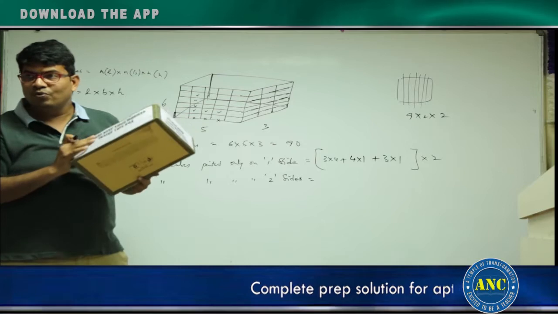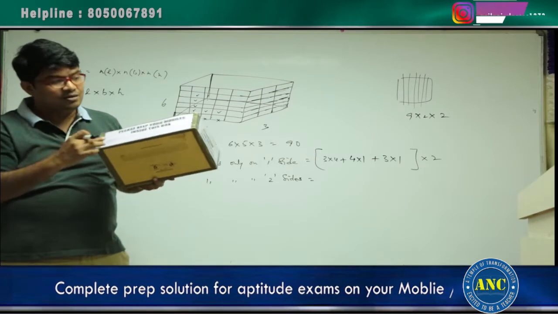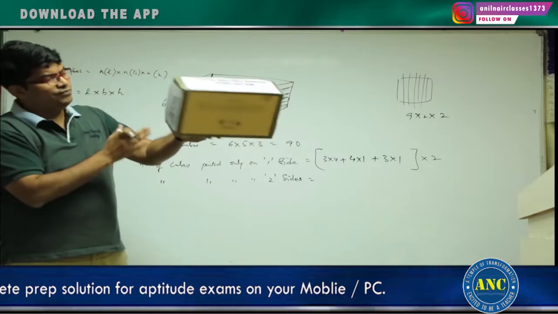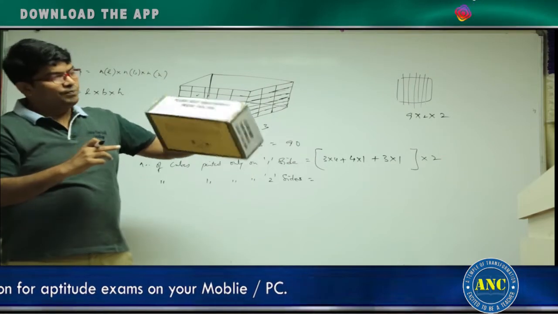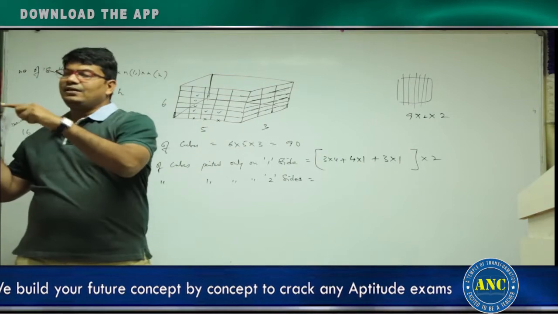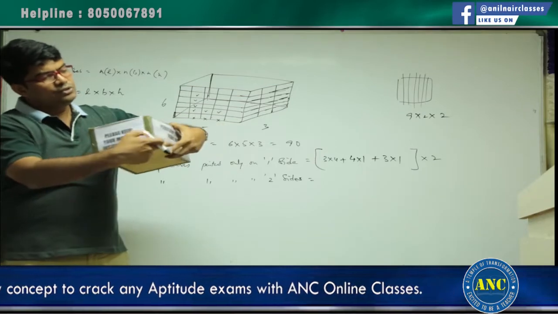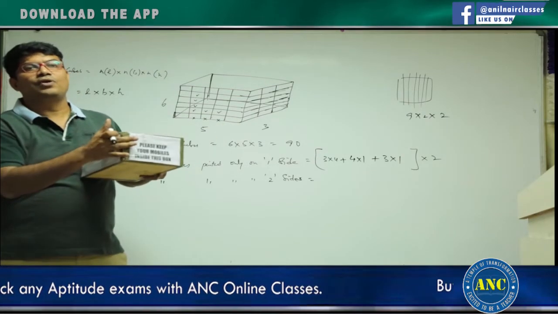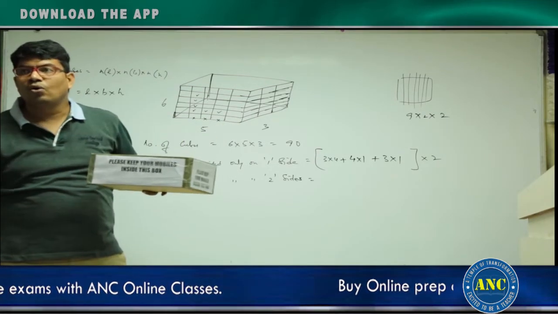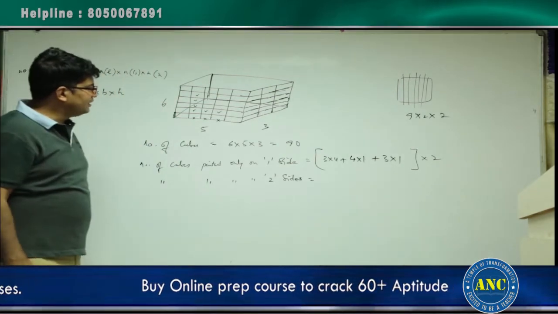Totally in any cube or cuboid, there will be 12 edges. Length has 4: 1, 2, 3, 4. Breadth also has 4: 1, 2, 3, 4. Height also has 4: 1, 2, 3, and 4. Yes or no? Yes. That's it. You have done the math.